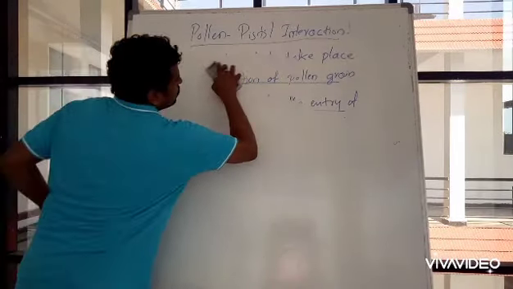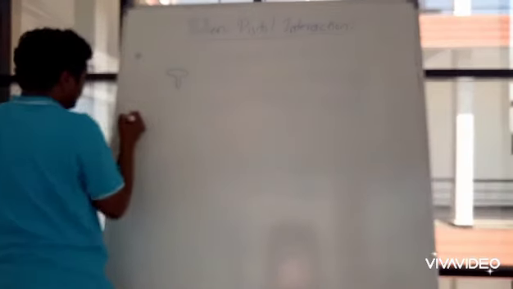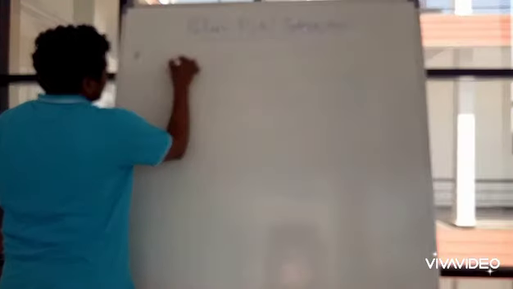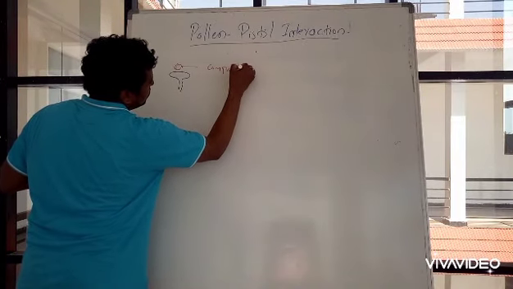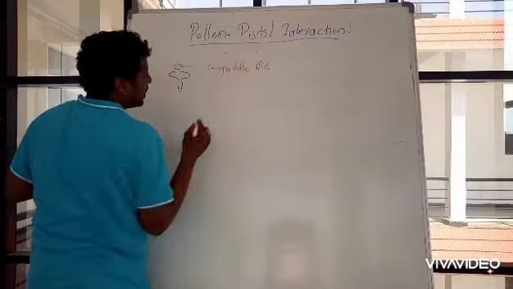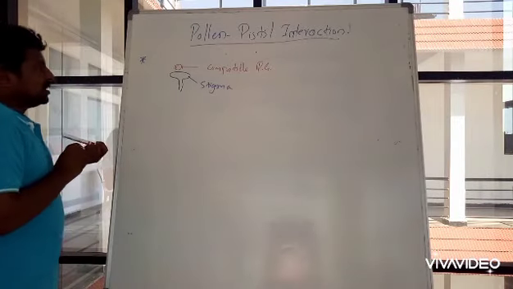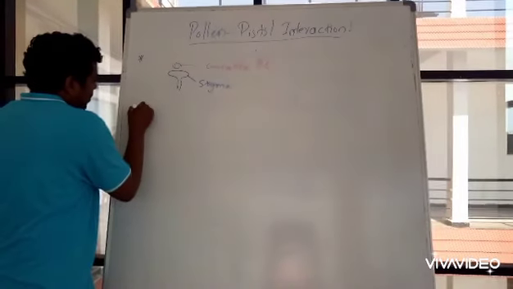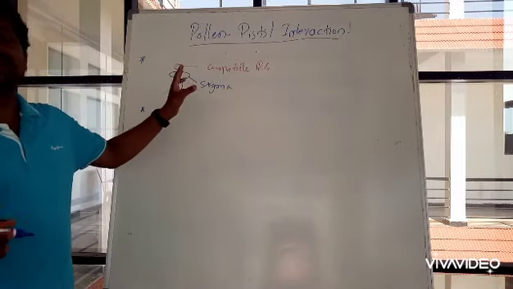Say for example, now the stigma has received the compatible pollen grain. Say for example, this is a compatible pollen grain. Now that the stigma has received the compatible pollen grain, I have written stigma here. As you know already, this interaction takes place with the chemical signals, right?